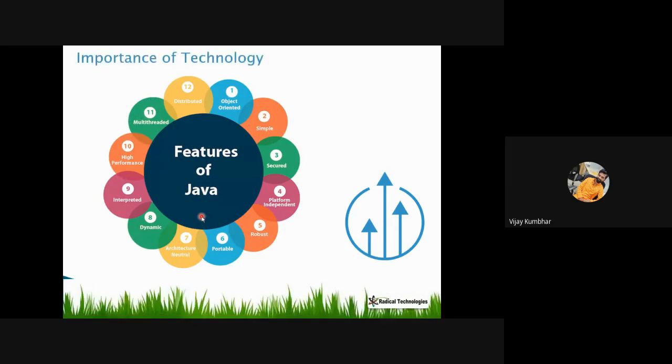So these are some of the features by which Java is important from the technology perspective. First is object oriented. Java is a purely object oriented programming language. There are four major pillars that make any language an object oriented language. When we say it's object oriented, it means real world entities that we can bind, meaning we can use those features while developing an application.